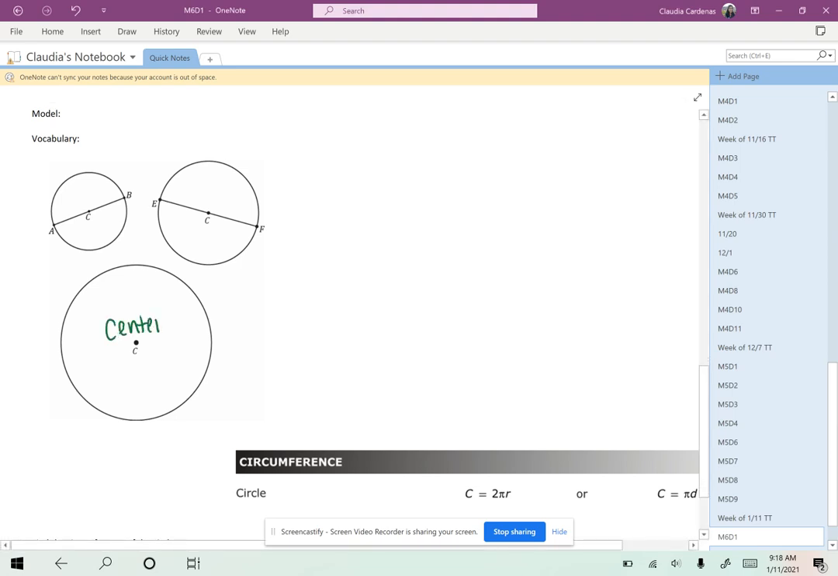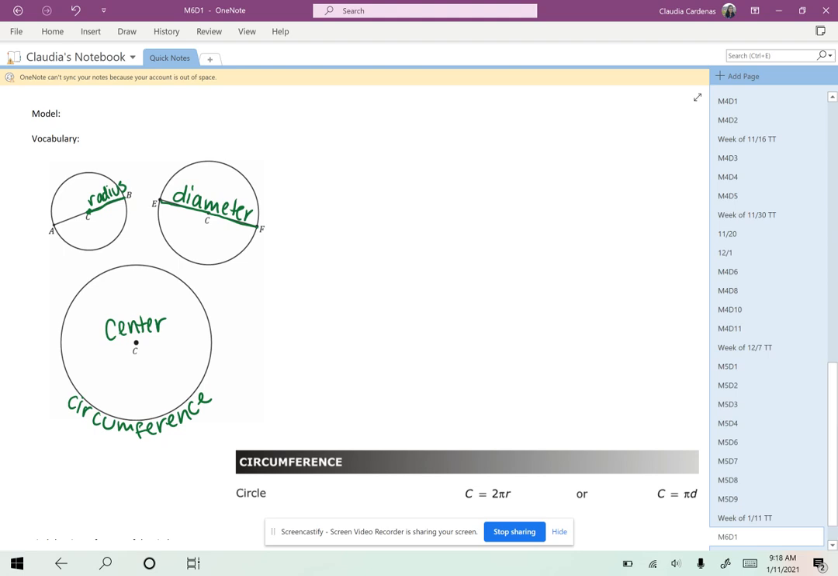So we should have center, we should have diameter, which is the full length all the way across. We should have radius, which is just the halfway point from the center to the edge of the circle. And then we have the circumference, which goes around, right? It is the perimeter around the circle. And I believe that's all that we have so far: the radius, the diameter, the center, and the circumference.